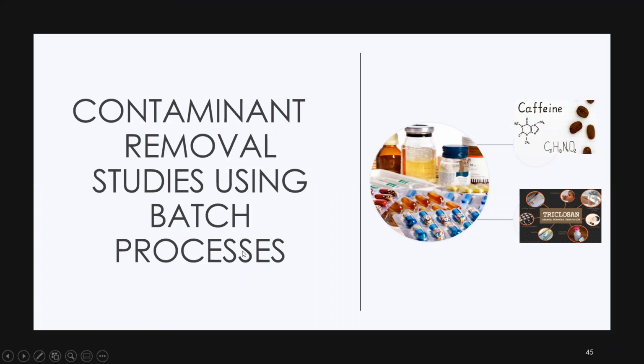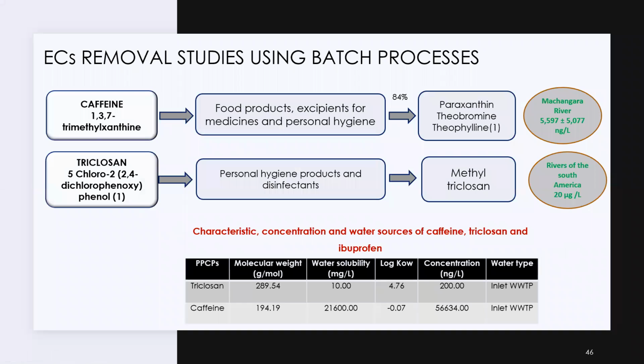For that purpose, we started to work only with batch processes. These batch processes are the first step in the laboratory scale study, and we started to work with caffeine and triclosan, which are relatively common emerging contaminants. Well, caffeine, as you can imagine, is present everywhere. You can find caffeine, of course, in coffee, in a variety of food products, in medicine, and in many different products. And triclosan, irgasan, is found basically in personal hygiene products, disinfectants, detergents. They are relatively common, and they have been detected in Ecuador and also in South America and Latin America in many different places.